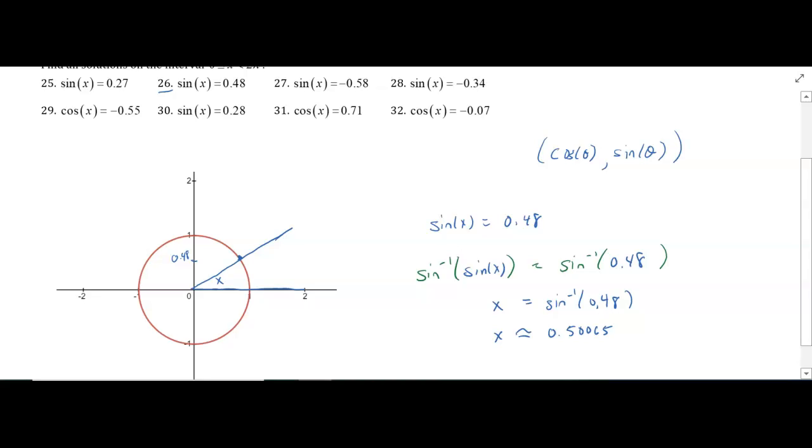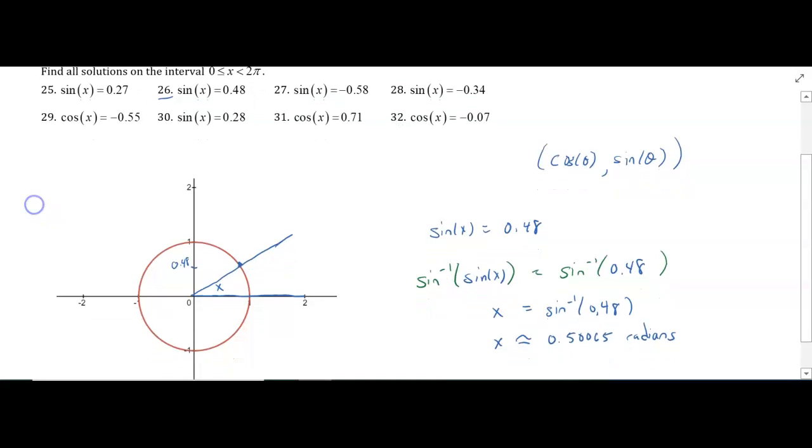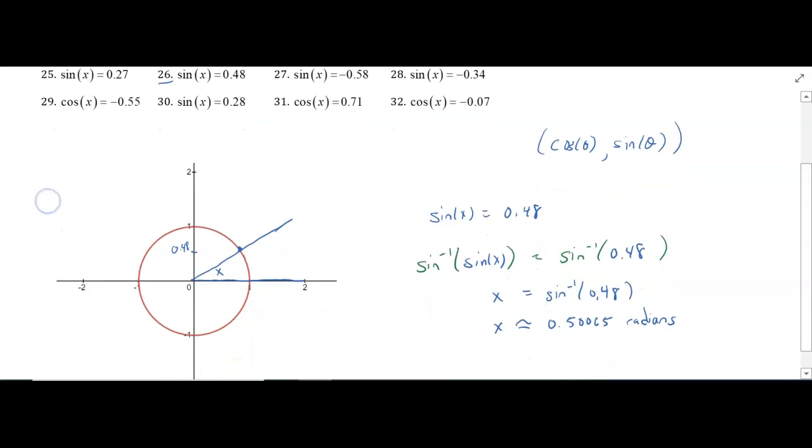Now we're going to be a little careful here. This is in radians. So we're not talking about degrees. This is 0.50065 radians in this case. Remember, the inverse trig functions return angles to us. So there's one of our answers. Again, I'm just writing the word radians out here for emphasis. We don't need to do that for the problem. So that's one of the solutions on the interval from 0 to 2 pi. That's one angle whose sine is 0.48.